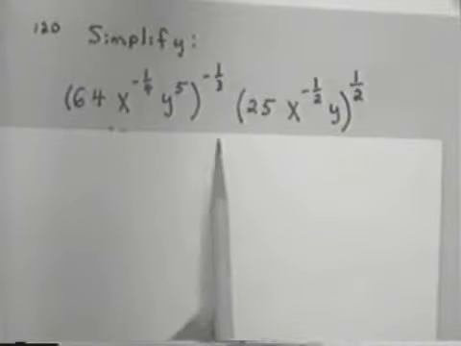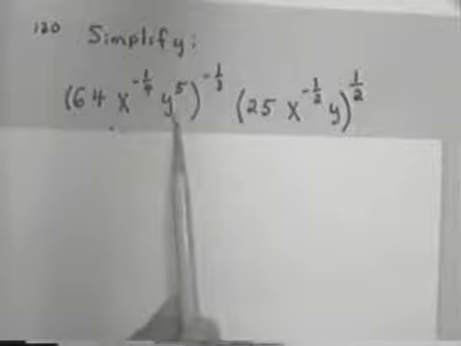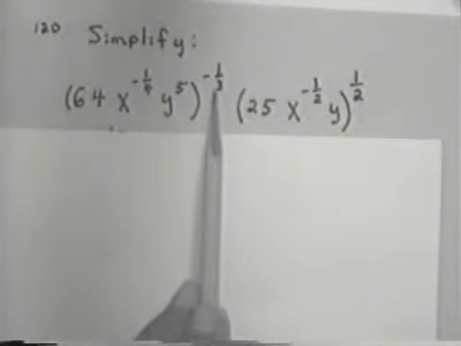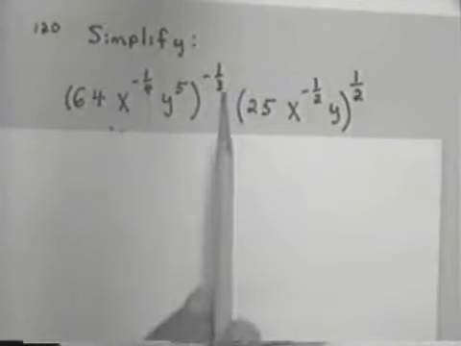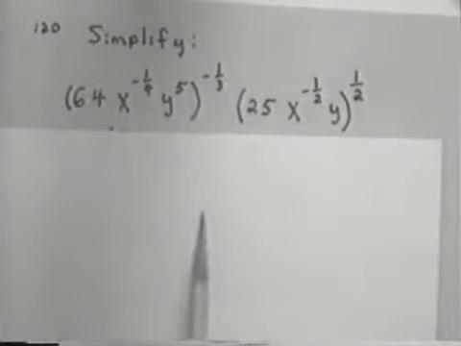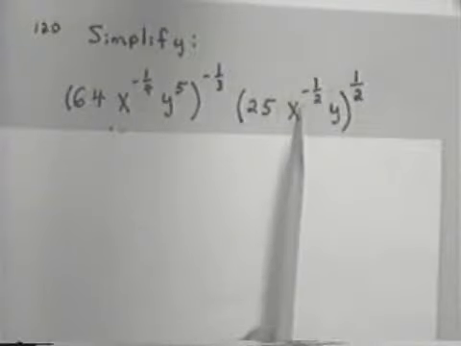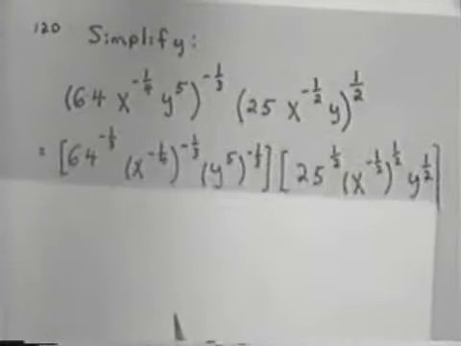My second step in the strategy is to apply the exponents outside the symbols of inclusion to each of the bases inside. So the negative 1/3 would go with the 64. The negative 1/3 would go with x to the negative 1/4. The negative 1/3 would go with y to the 5th. The 1/2 would go with 25. The 1/2 would go to x to the negative 1/2. And the 1/2 would go with y.